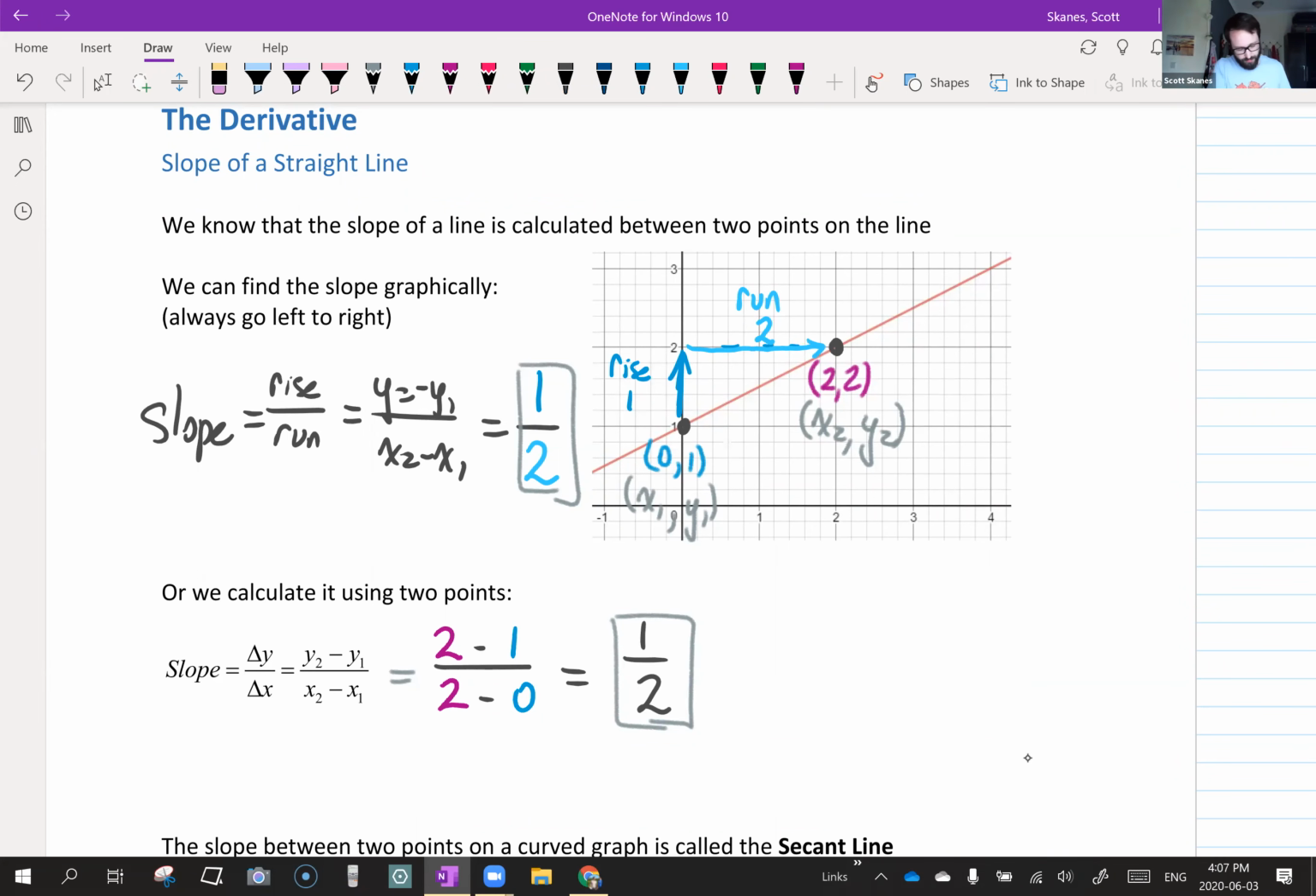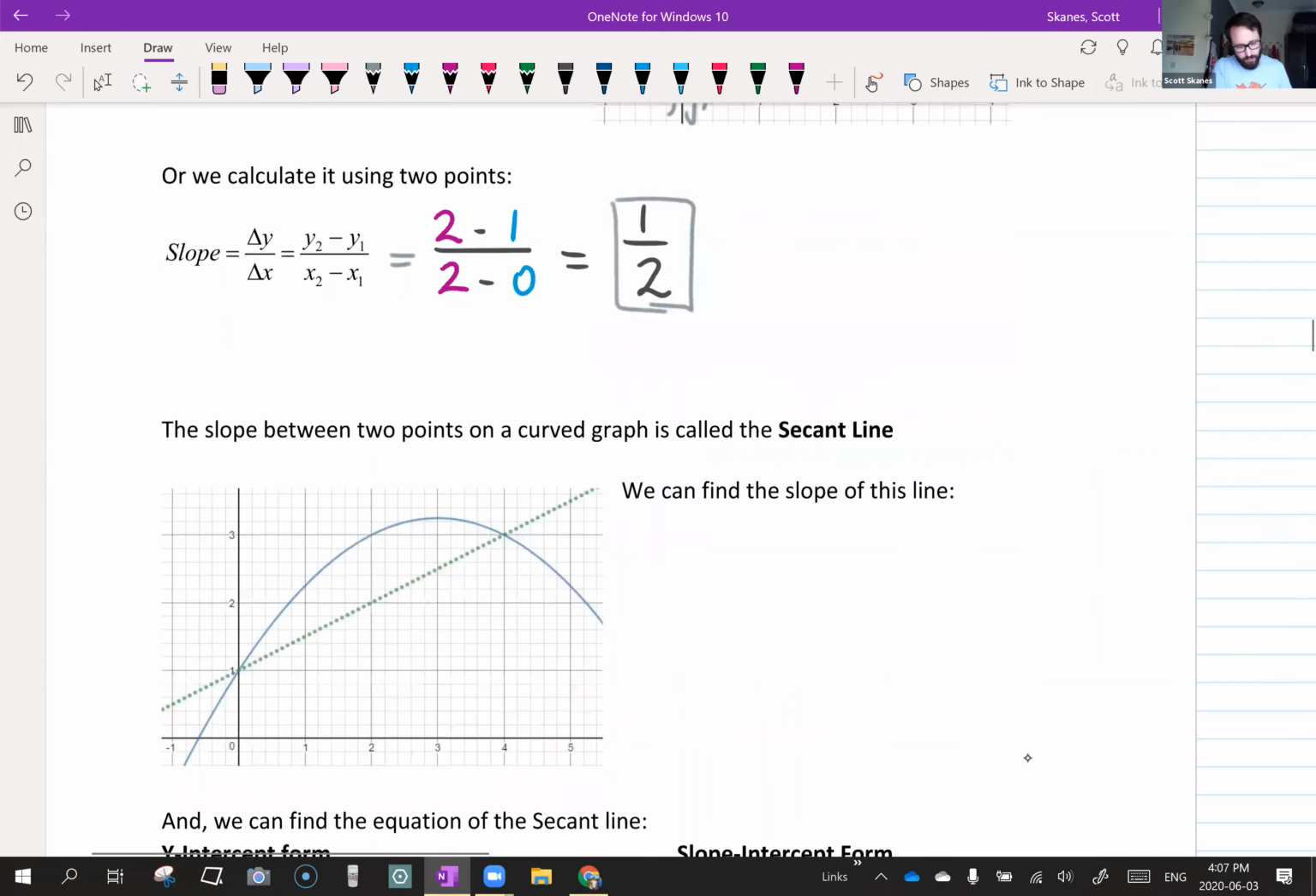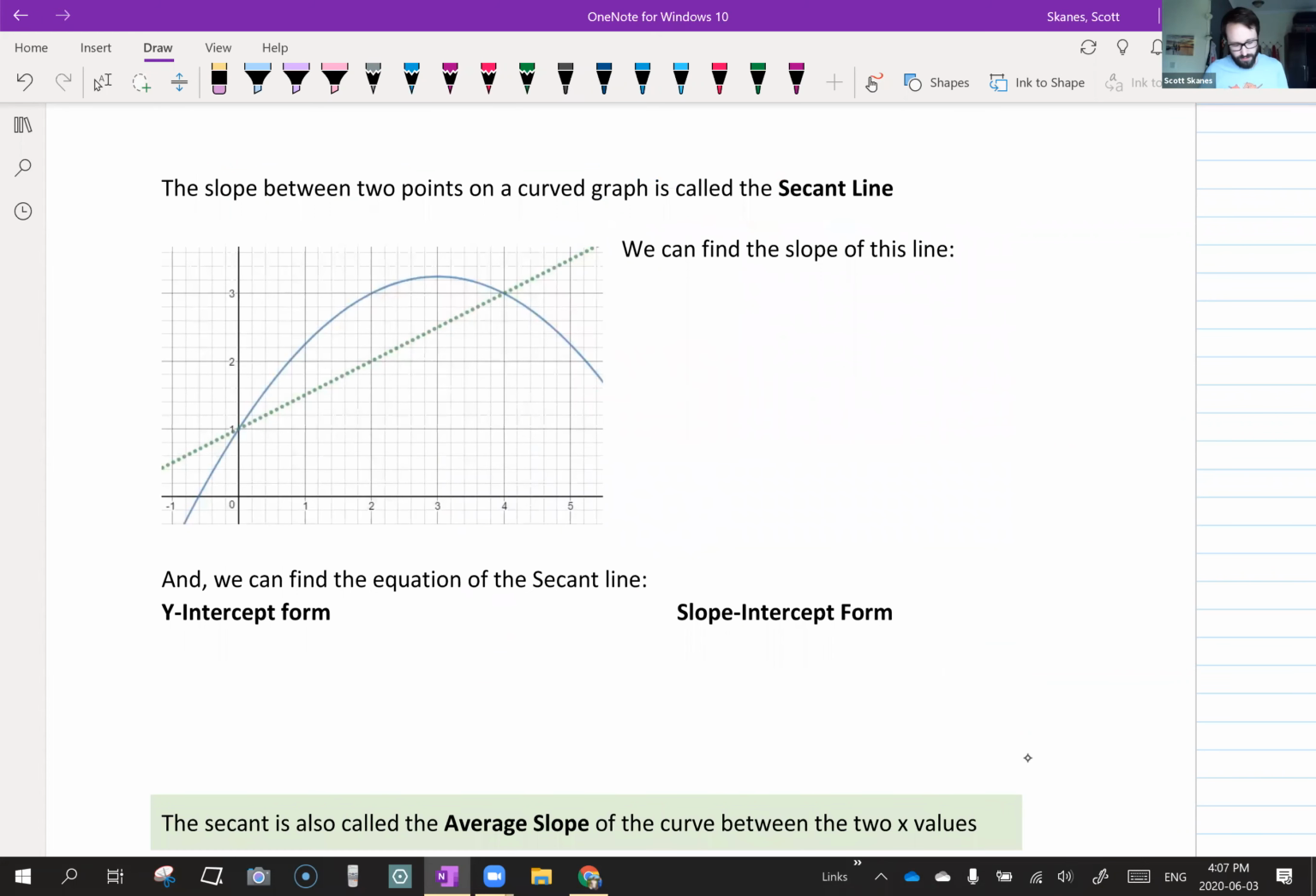You've seen this before, so I don't want to spend too much time on reviewing. What I don't think you have seen before is what's called the secant line. And the secant line is just, well, let me rewind. First of all, if you look at this curve, how do you tell someone what the slope of that curve is? Like, you know what slope means, right?